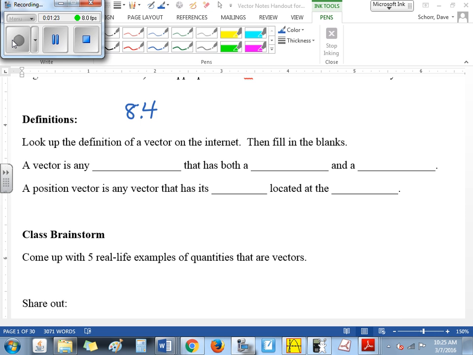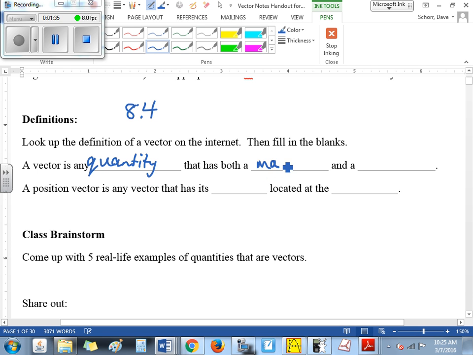Okay, so a vector is, and you could put any quantity that has both a magnitude and a direction. So what if you don't know what a magnitude is? Well, you just go on the internet and research that. Okay, or look it up. Magnitude in everyday language means what? What does it really mean? Length, size.